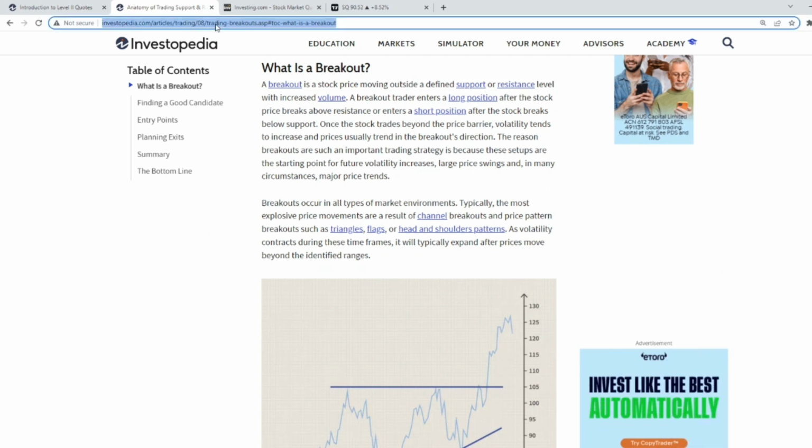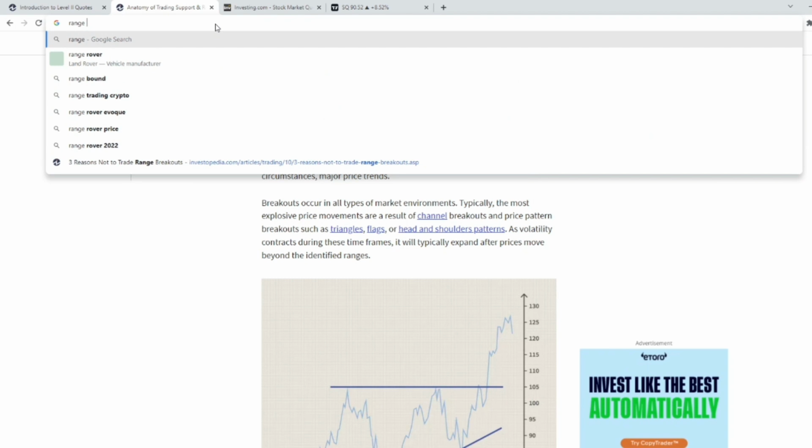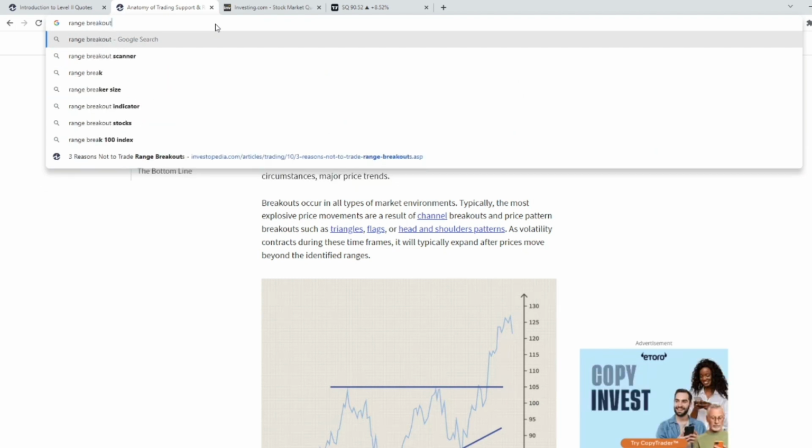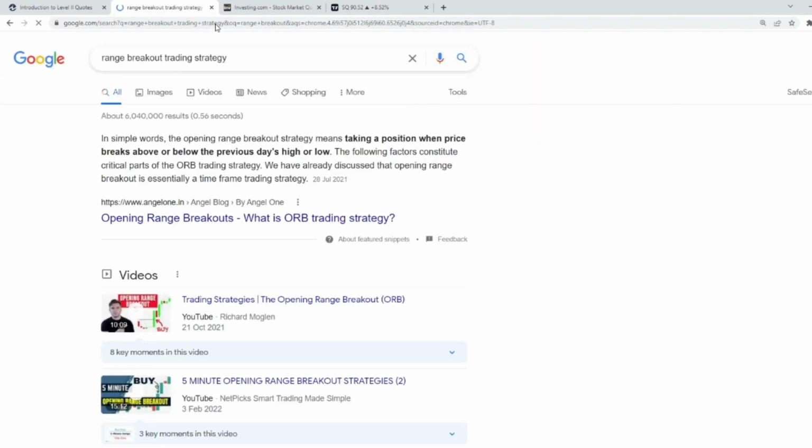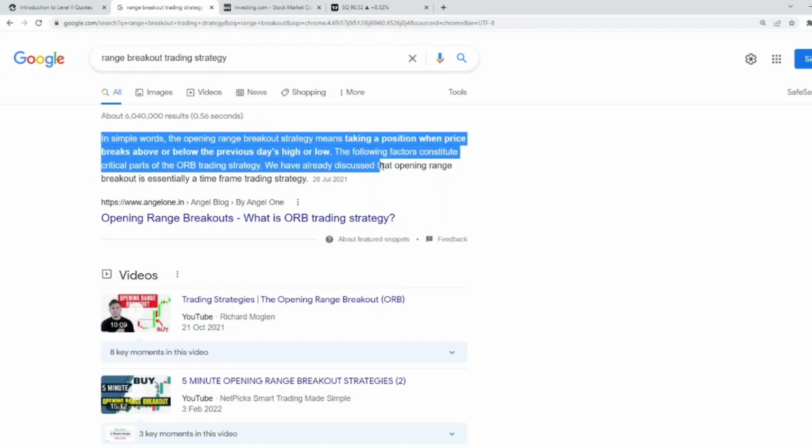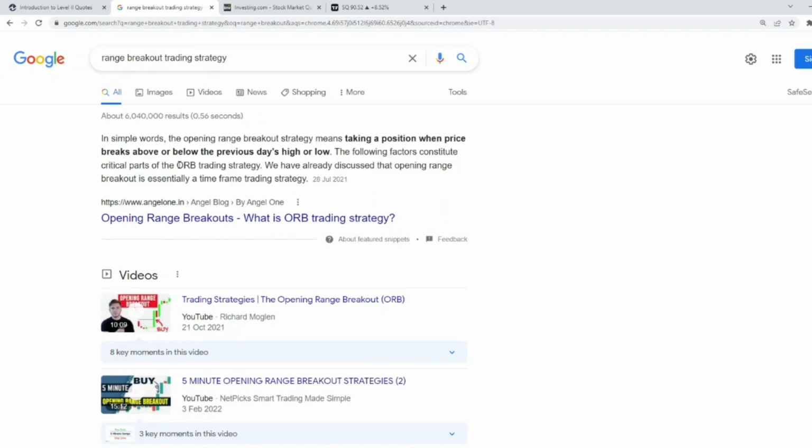So as we can see with AMD, what did it end up doing? For the next 20 minutes, it kind of just sat in this range. This is known as the range part of the opening range breakout. So when it actually broke out, this is your breakout. So now you have the entire ORB strategy. This is the opening, this is the range, this is the breakout. So once it broke out, that was your entry to go long on AMD.